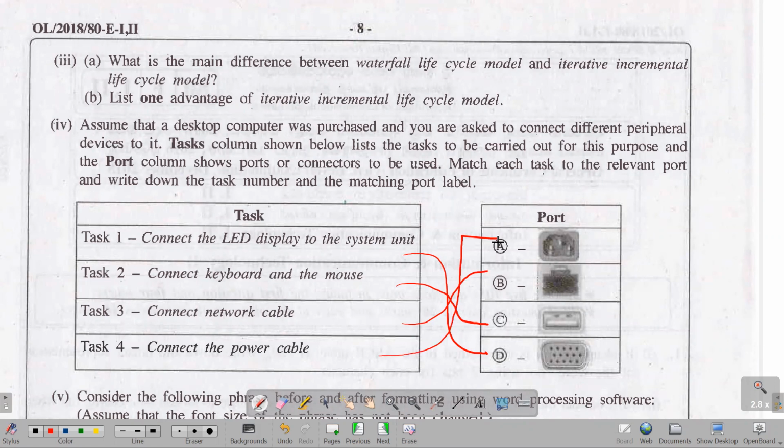Right. So if you take it from the letters, task 1 goes with D, task 2 goes with C, task 3 goes with B, and the final one goes with A. Right, so if you got this correctly, 2 marks will be given.